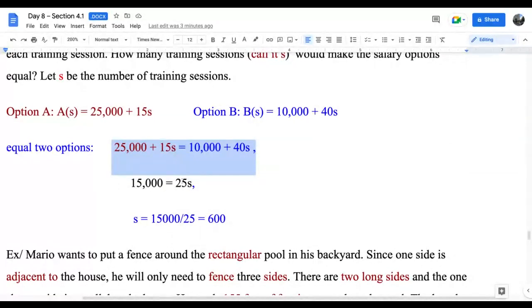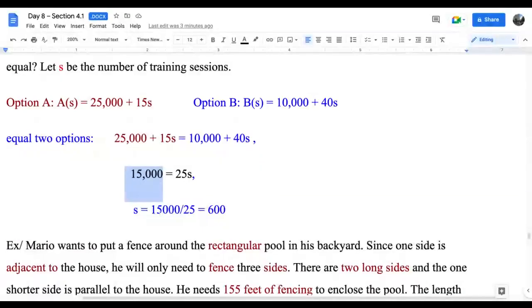So 40 minus 15, we get 25S. 25,000 subtract 10,000, that's 15,000. Then we divide by 25 on both sides. So 15,000 divided by 25, that's 600. Okay, so if the training sessions are 600, the two options are the same.